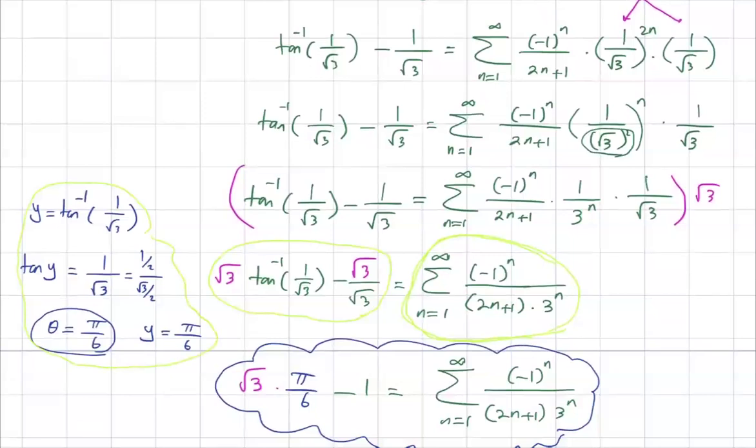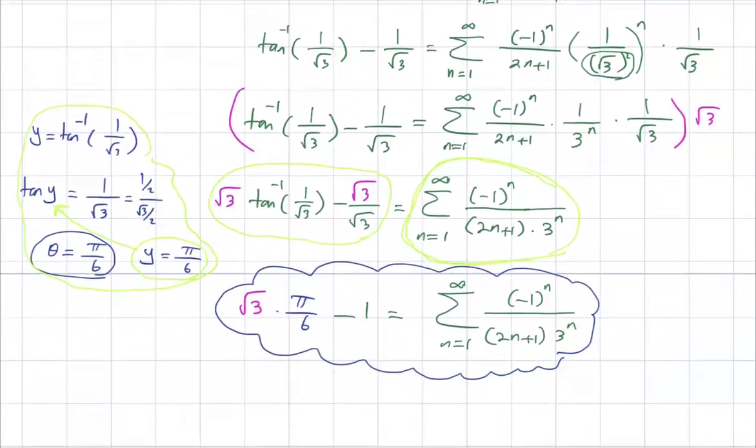But y is equal to inverse tangent of 1 over the square root of 3. What's the meaning of that? It means that tangent of y is equal to 1 over the square root of 3, or your y is equal to pi over 6. Tangent of pi over 6 is 1 divided by the square root of 3. So inverse tangent of 1 over the square root of 3 is equal to y. We plugged in everything, and the sum is the square root of 3 times pi divided by 6 minus 1. You can use a calculator to approximate this number.